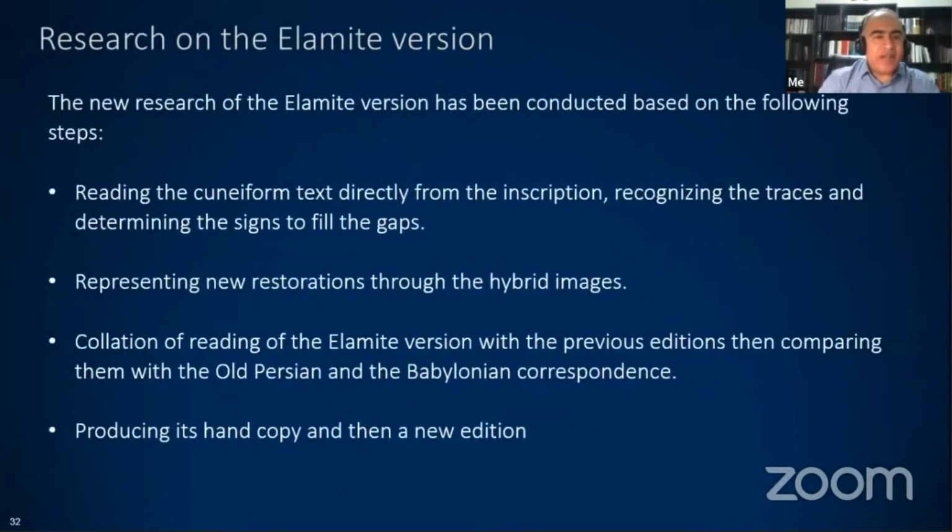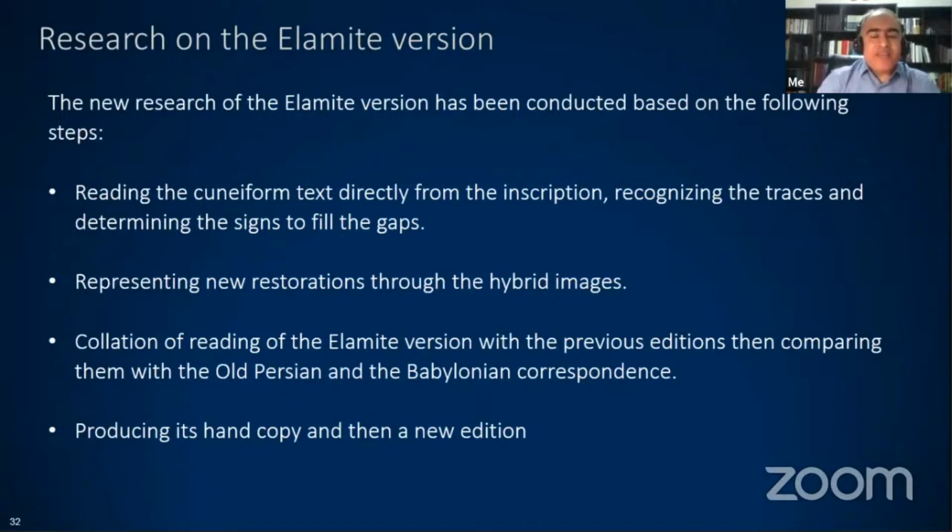I have researched the Elamite version based on the following steps: reading the cuneiform text directly from the inscription, recognizing traces and determining the signs filling the gaps, representing new illustrations through the mixed images, collating the reading of the Elamite text with the earlier editions, also comparing them with the Old Persian and Babylonian correspondences, and producing hand copies and then preparing a new edition.